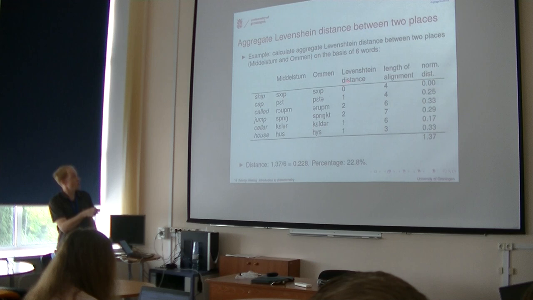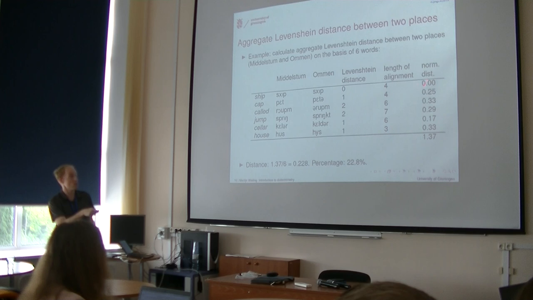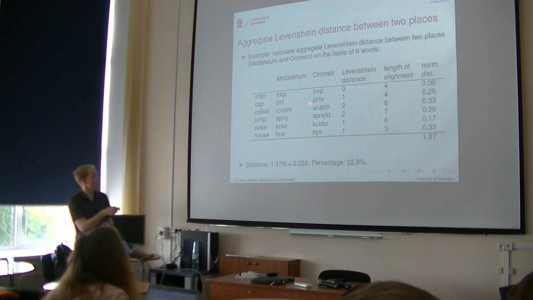Alignment length will be 4, so 0 divided by 4 is 0. You have the cap, so pet and pette, right? The Levenshtein distance will be 1 because there's only this difference. Length of the alignment will be 4, so it's 1 divided by 4, 0.25. And we can do that for all the different words, right? So we get all normalized Levenshtein distances, right?